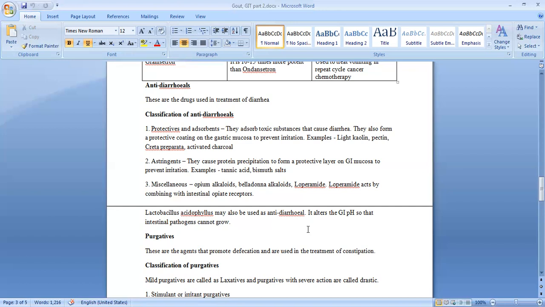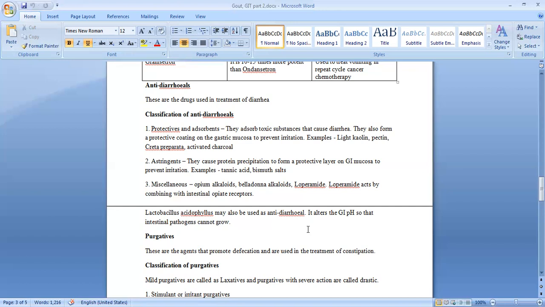The third category of drugs are miscellaneous drugs. All drugs which we can't fit into the other two categories have been put here. So opium alkaloids can be used, belladonna alkaloids can be used. Loperamide is a very common drug. It is used nowadays. It's a synthetic compound. Loperamide acts by combining with intestinal opiate receptors. There are receptors called opiate receptors in the intestine, so loperamide will combine with those and prevent diarrhea from taking place.